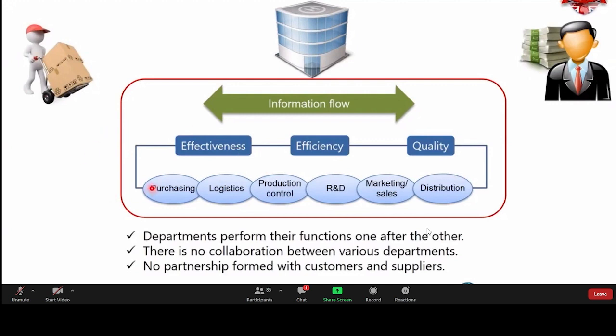So nandyan si procurement to purchase materials to produce on the manufacturing. Nandyan si production control, si planning and manufacturing para gawin yung plano and schedule yung pag-manufacture ng products. And also nandyan si distributor or si distribution center para maibigay or maideliver yung product na kailangan sa stores. Then there is no collaboration between various departments and also no partnership formed with customers and suppliers.